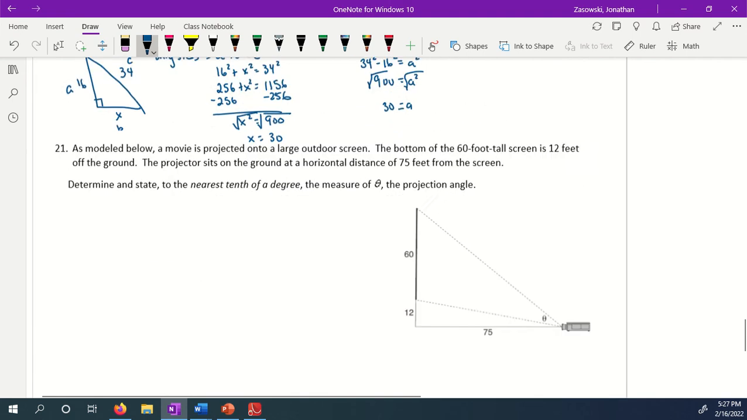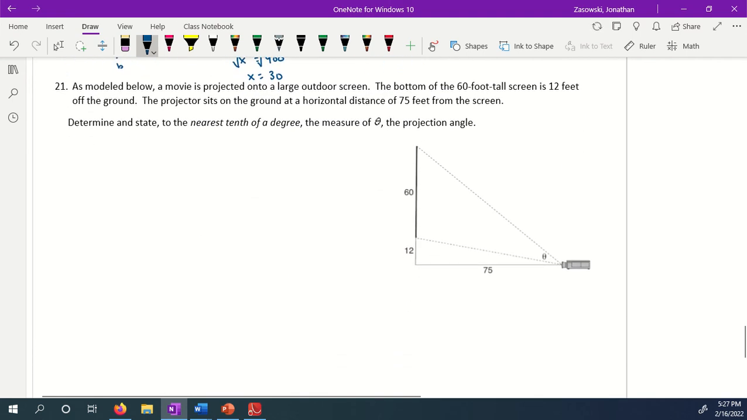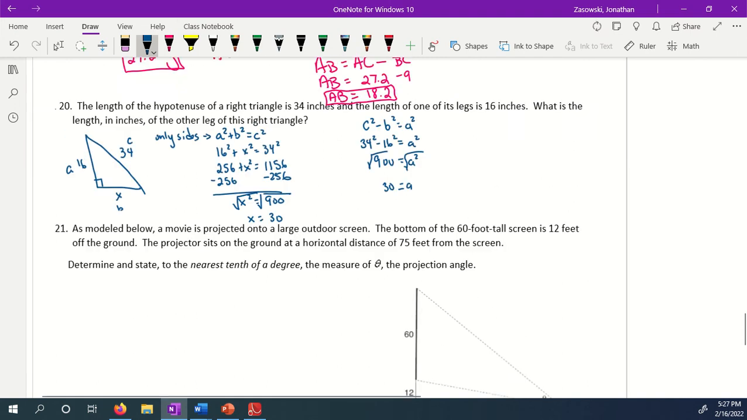All right, last question. We made it. As modeled below, this is an old Regents question here. A movie is projected onto a large outdoor screen. The bottom of the 60-foot tall screen is 12 feet off the ground. The projector sits at a horizontal distance of 75 feet from the screen. We want to find the measure of theta. And this is the opposite of this question.